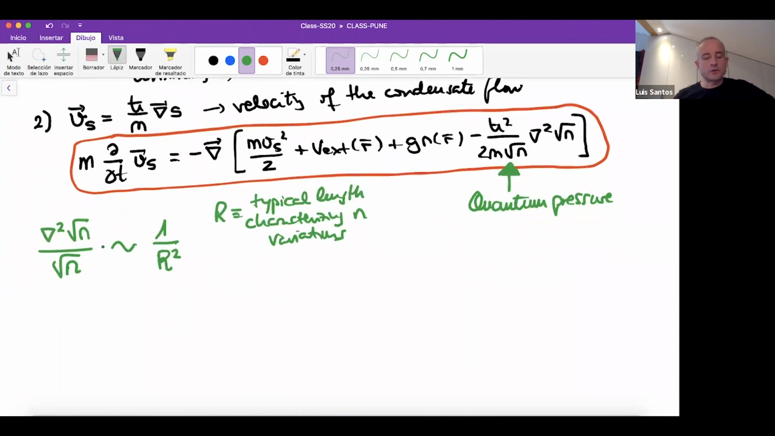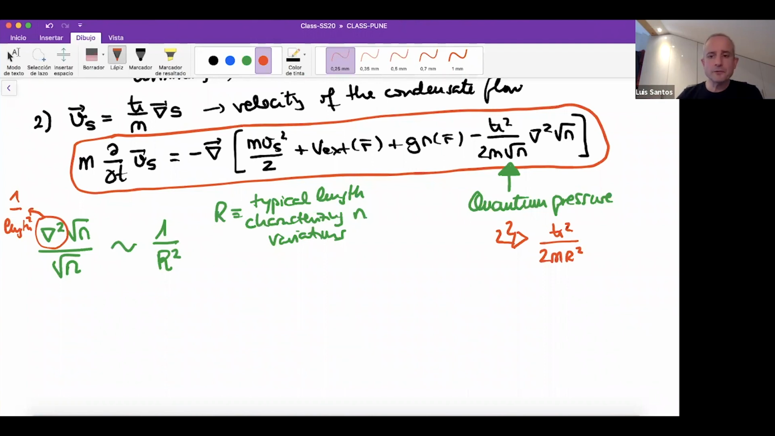You see it from here. Roughly speaking, what I did in this estimation is that this nabla squared has units of 1 divided by length squared, right? So this is basically how I did this estimation. Then this means that this quantum pressure I can estimate as something of the form h bar squared over 2m R squared, roughly speaking.